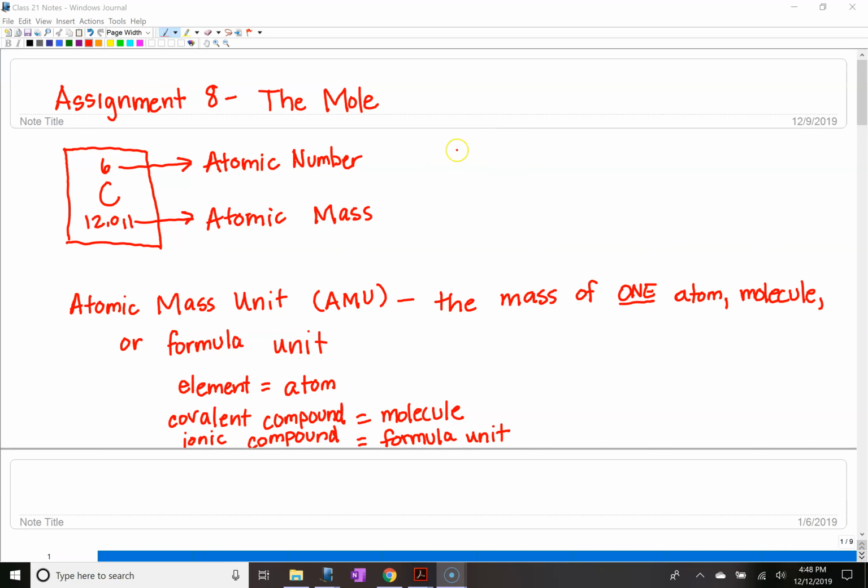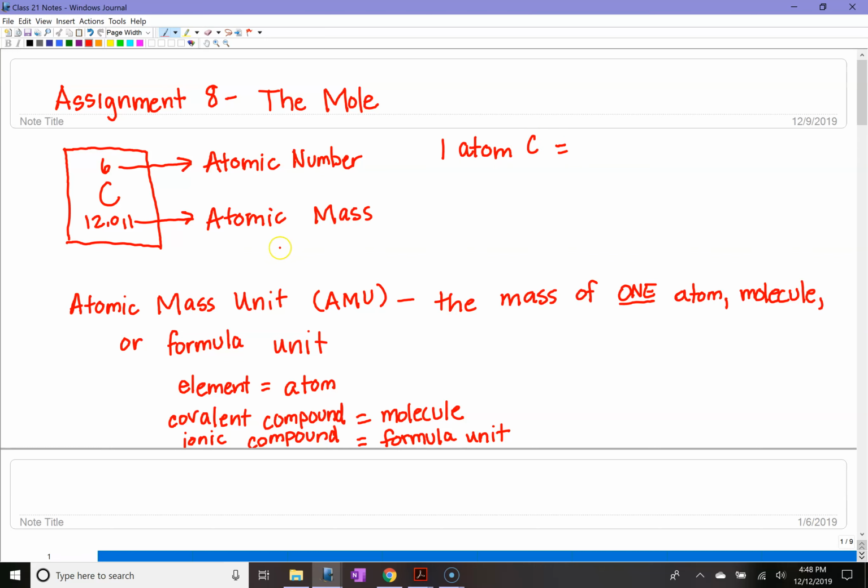So if I have one atom of carbon, I can look on the periodic table and see that carbon has a mass of 12.011. We're going to round these to the tenth place. So this would mean that one carbon atom has a mass of 12 AMUs.